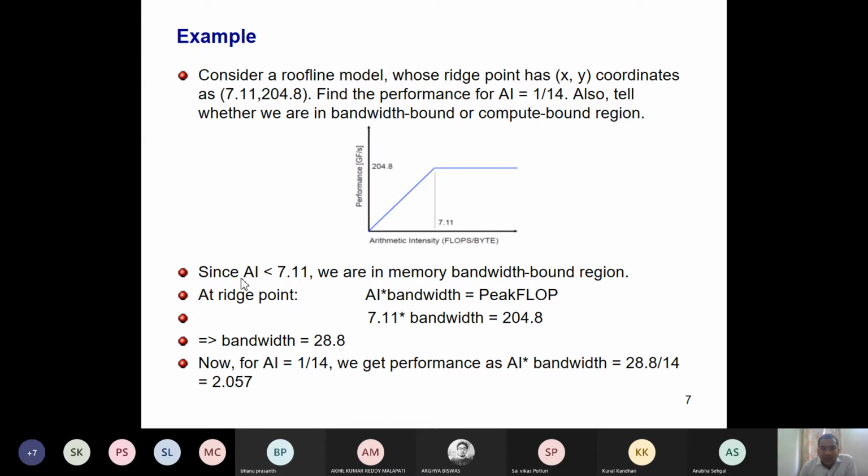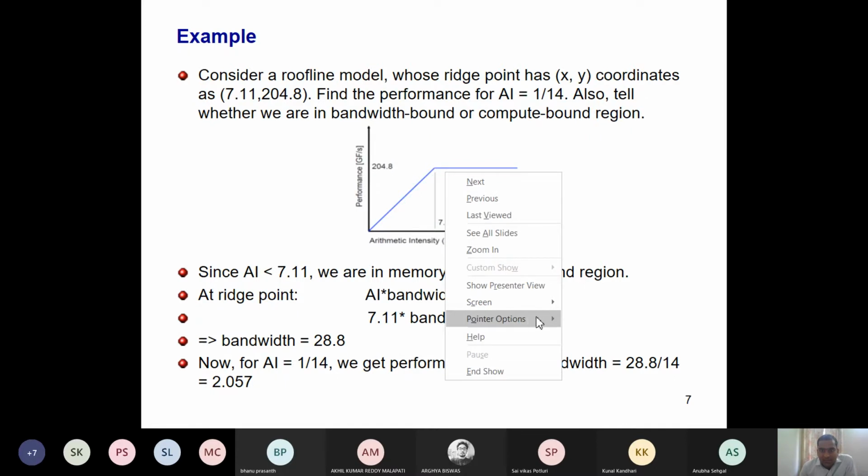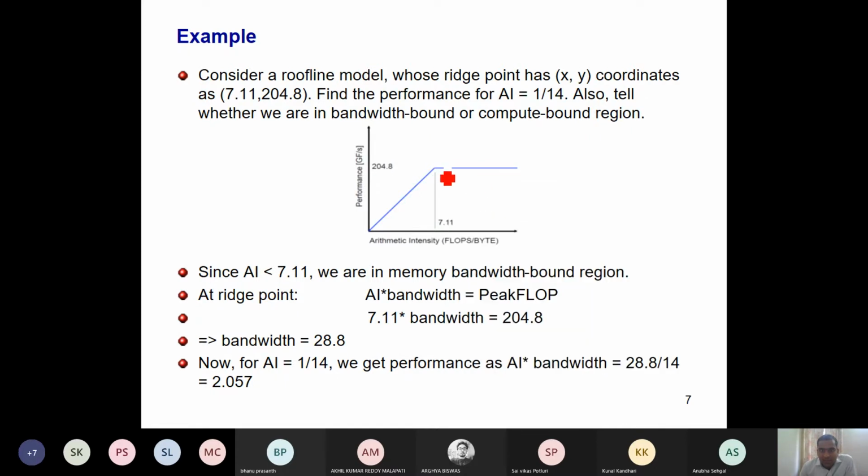So now, first of all, let us solve this. If the ridge point has this coordinate, that means this point is at 7.11 on the x-axis and at 204.8 on the y-axis. So this means that the peak performance that this processor can provide us is 204.8 gigaflop per second. That is the maximum performance it can provide.